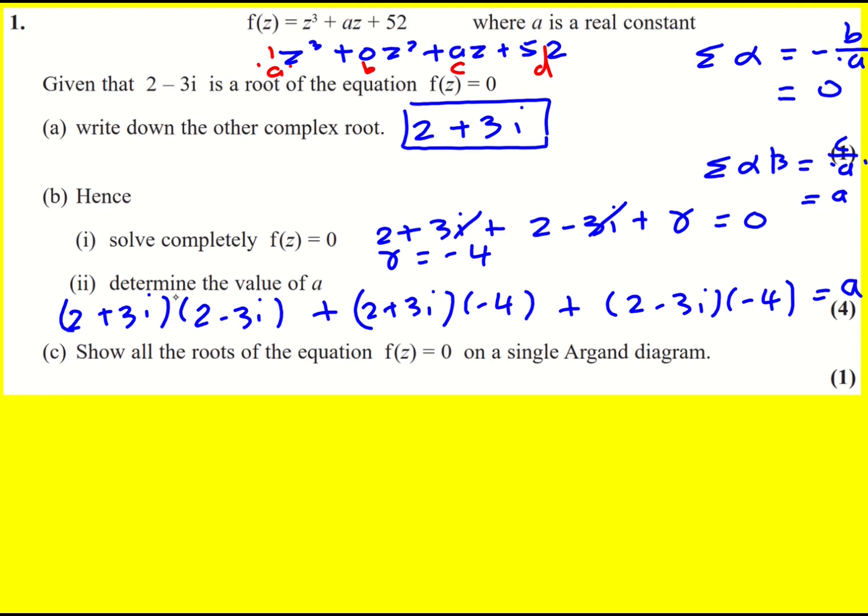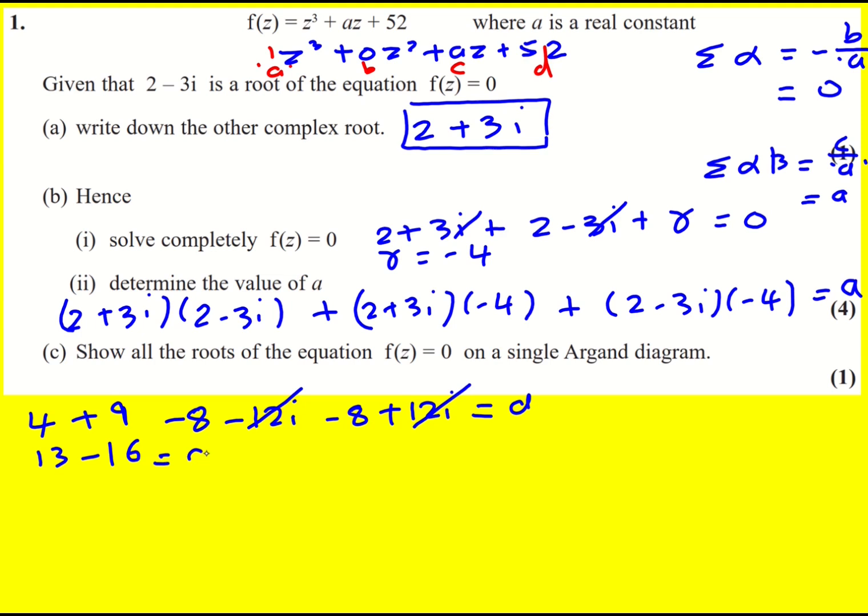So let's multiply. We're going to get 4 minus 6i plus 6i, we're going to get minus 9i squared, so that's plus 9. And over here, I've got minus 8 minus 12i, then minus 8 plus 12i. And that's going to equal a. They cancel. 13 minus 16 is equal to a. So a is minus 3. So that's my recommended way of doing this question.